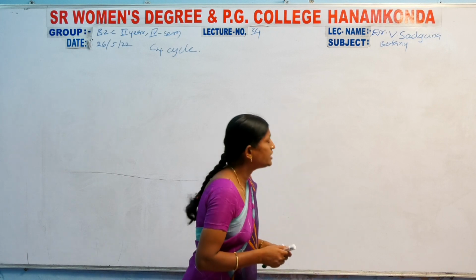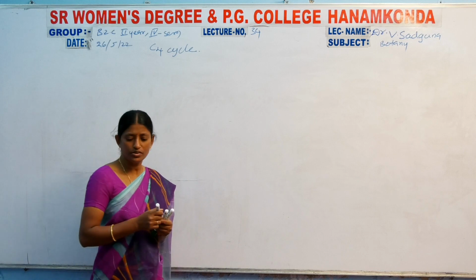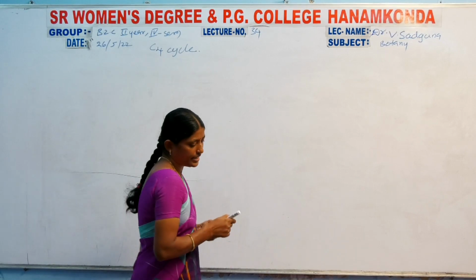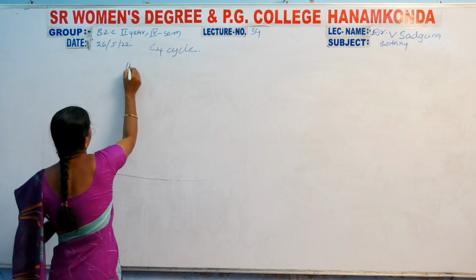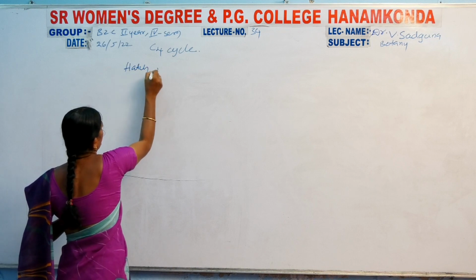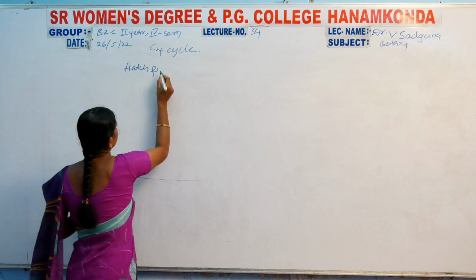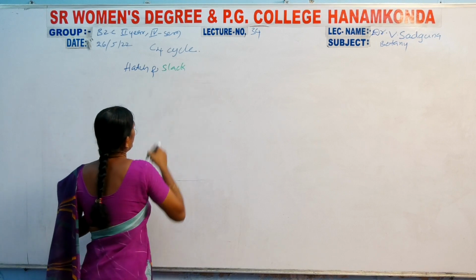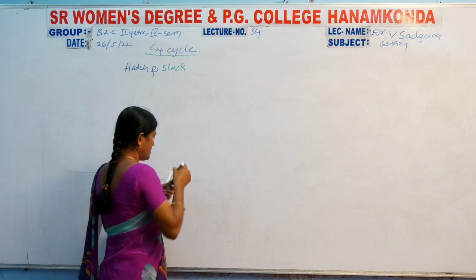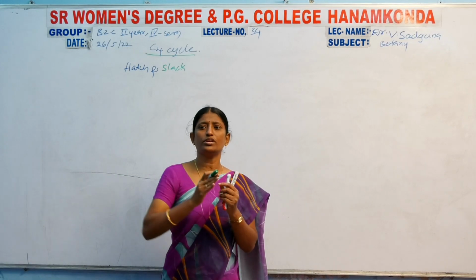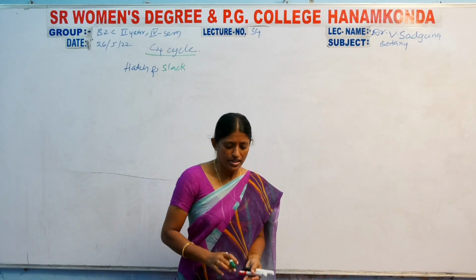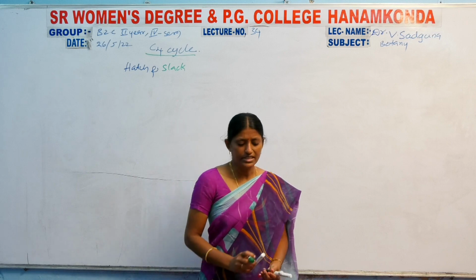Okay. The C4 cycle is also called the Hatch-Slack cycle. Hatch and Slack. Hatch-Slack cycle, because these are the two colleagues who discovered this type of cycle.